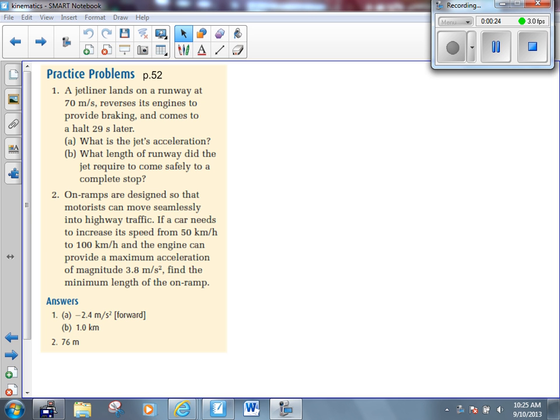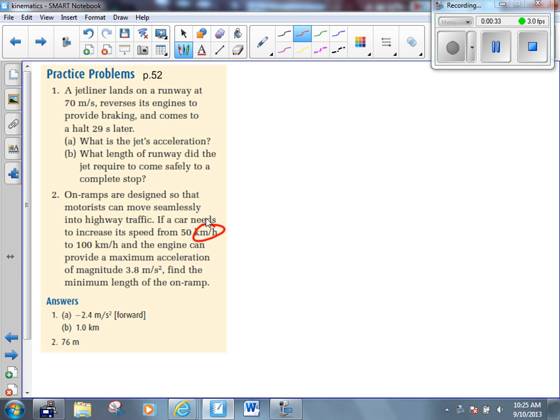Number 2 says, on-ramps are designed so that motors can move seamlessly into highway traffic. If a car needs to increase its speed from 50 to 100 kilometers per hour, and we've talked about this a little bit, right? When we see those strange units, those things that can lead me to a silly mistake, those things that I might forget to do something with later on, I circle them in red or highlight them in pink or do something to draw attention to it. I've circled them in red so that I don't forget later on that I've got to convert that to meters per second.